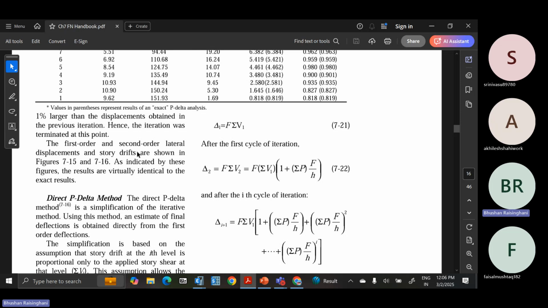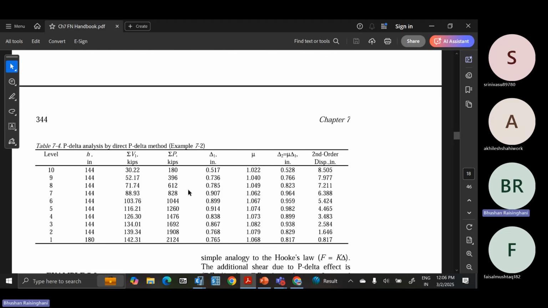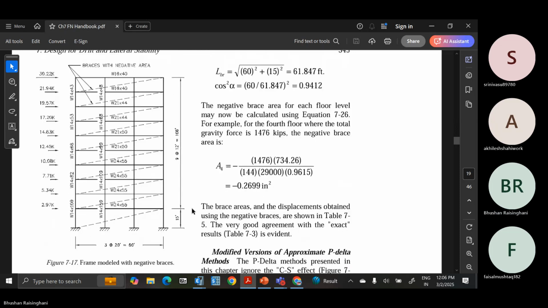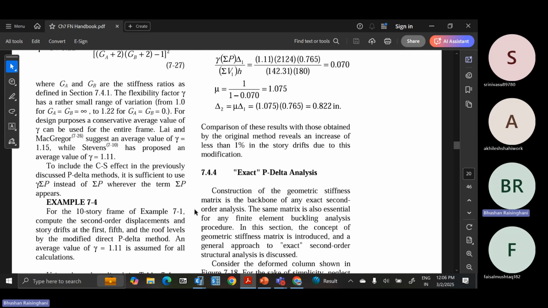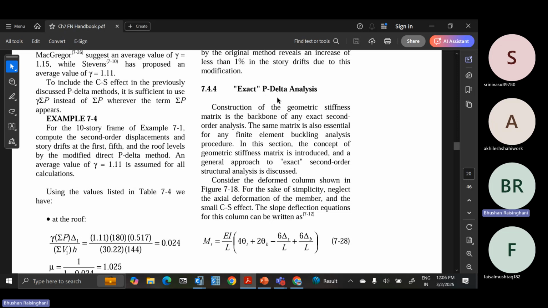So first order and second order lateral displacement and story drifts are shown in the figure. As indicated by this figure, the results are virtually identical to the exact results. So this is only one method. I'll go through the other methods, and you can ask your doubts if they are significant to you. So all these methods have been shown, and based on the example, the values are also taken and the problem is also solved. Now, exact P delta analysis, construction of the geometric stiffness matrix.